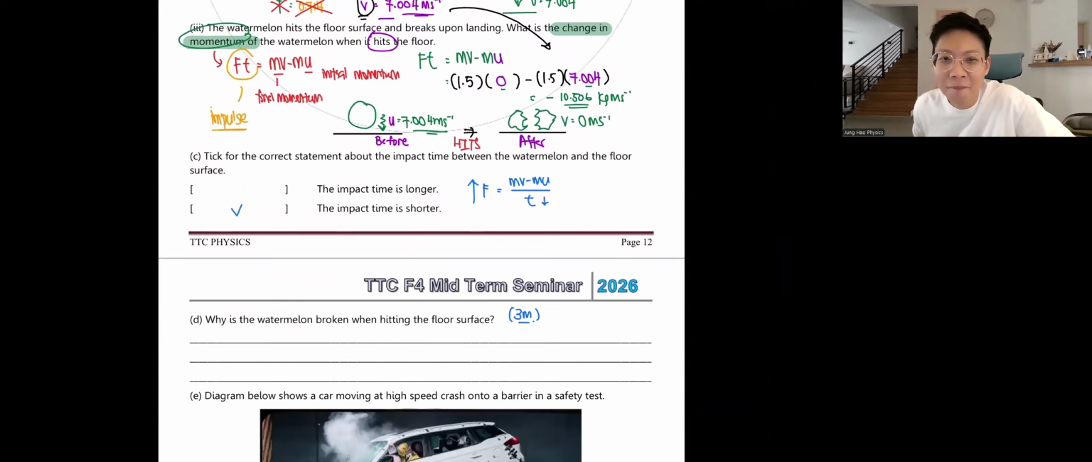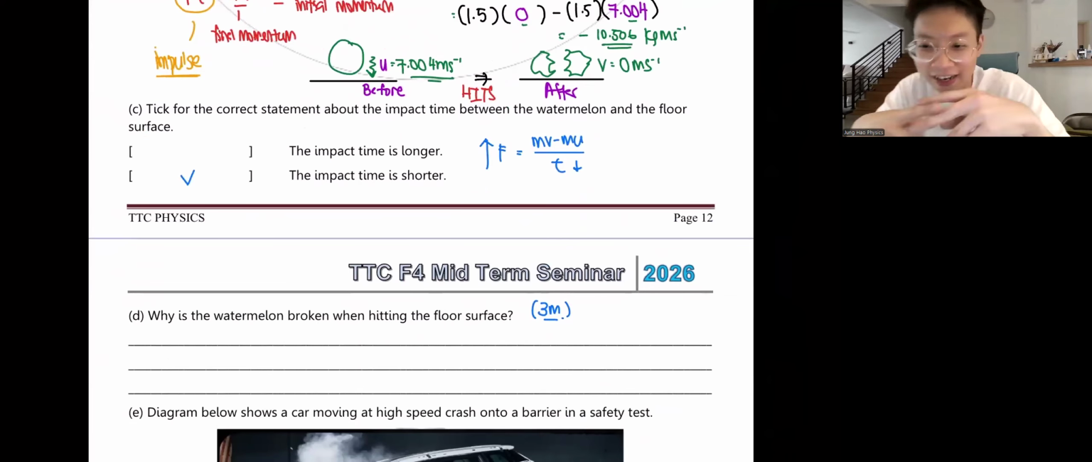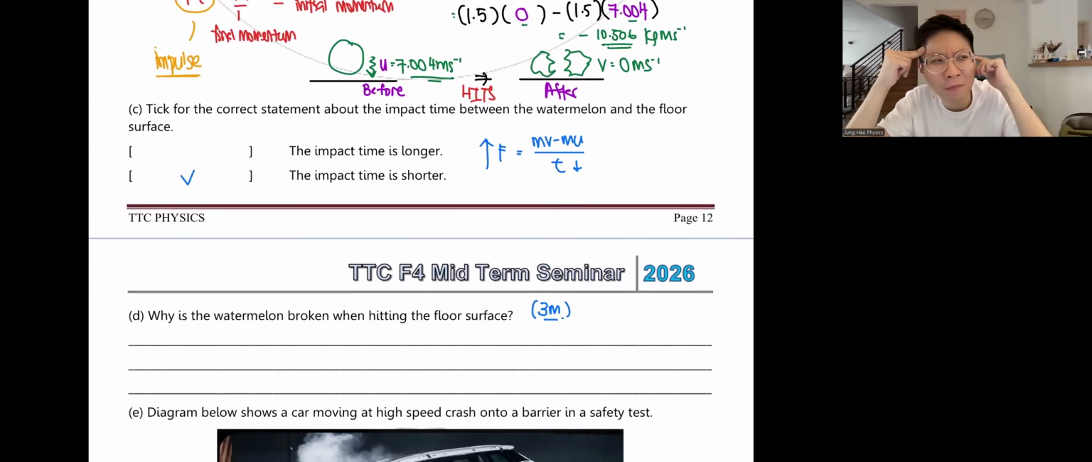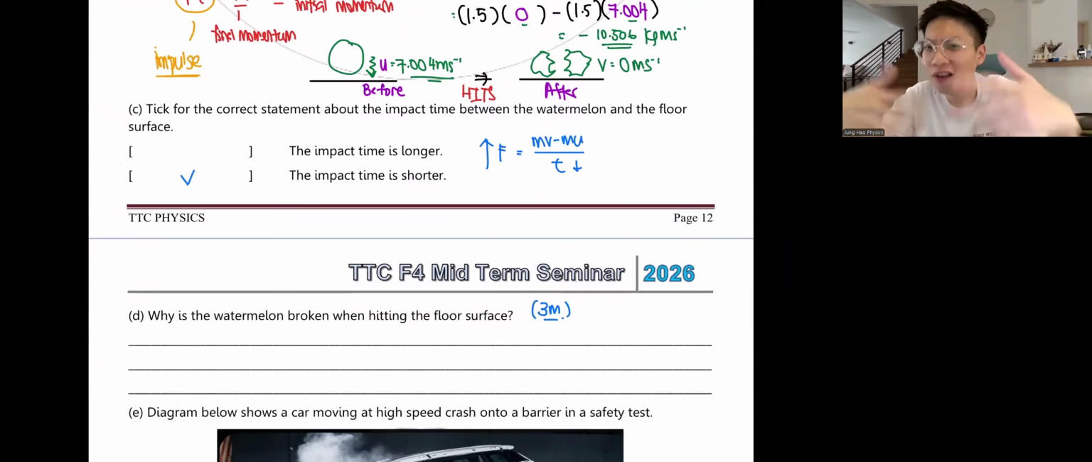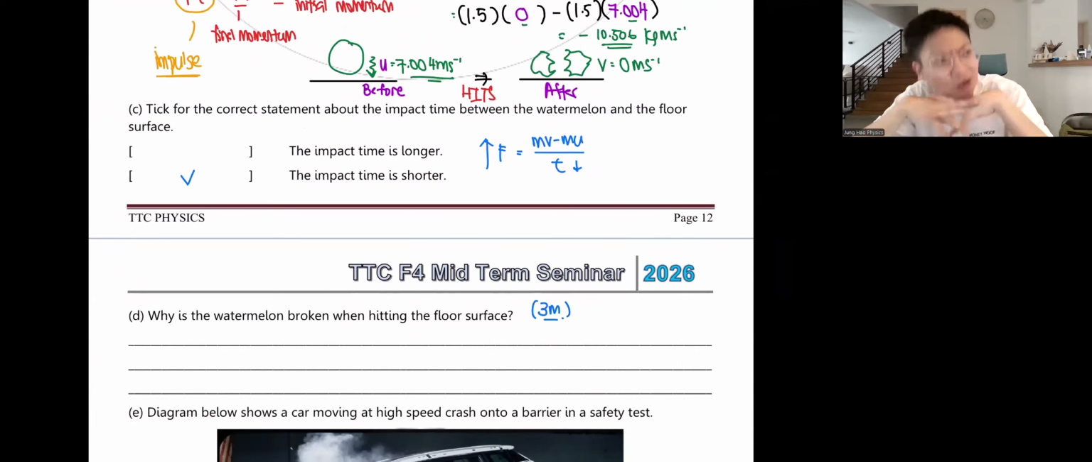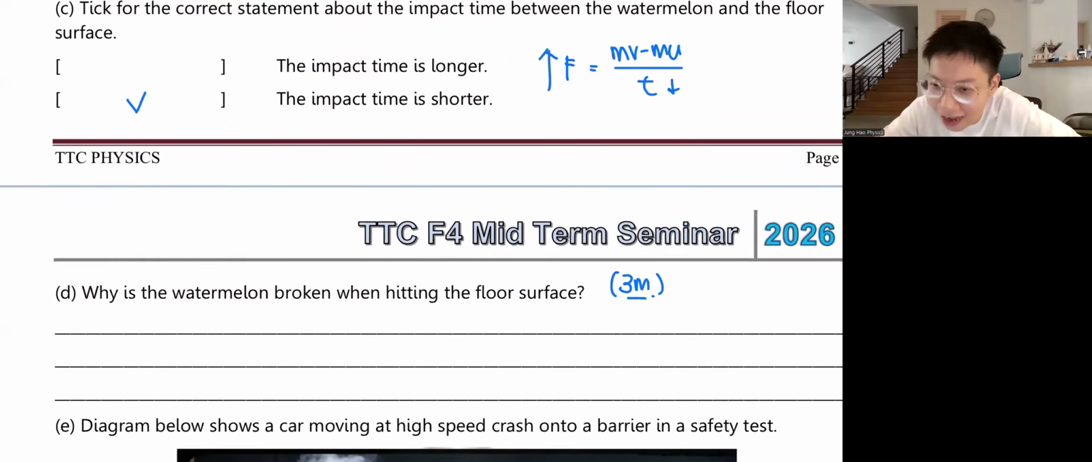Usually for some students, they were like, huh? How to explain? Oh, because the watermelon hit the floor lah. Because the watermelon boom, then the watermelon pia, like that lah. So if you feel this is difficult, let me tell you why. Because you're not familiar with the physics term. If you write that answer, you get 1 mark now. Very easy, you get 1 mark. Okay, let me show you how I know.